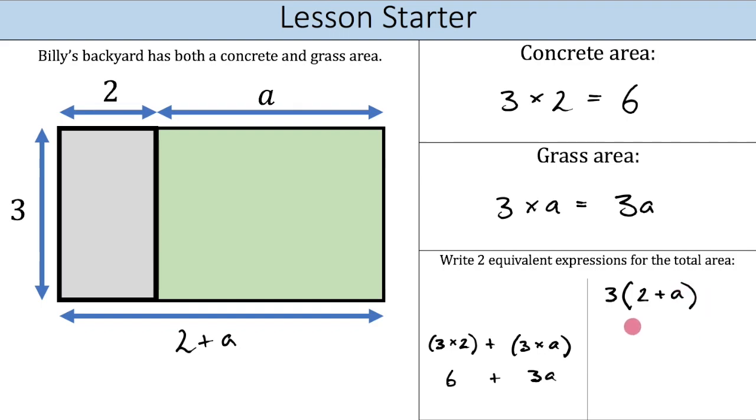Now, just like before, we're going to utilize our distributive law, which tells me I can go 3 times 2, then plus that with 3 times a. So I can write that out now as 3 times 2, plussing that with 3 times a. And then I could write this as 3 times 2 is 6 plus 3a. And as you can see, I've gotten the same on both sides, which makes sense because they're equivalent expressions.